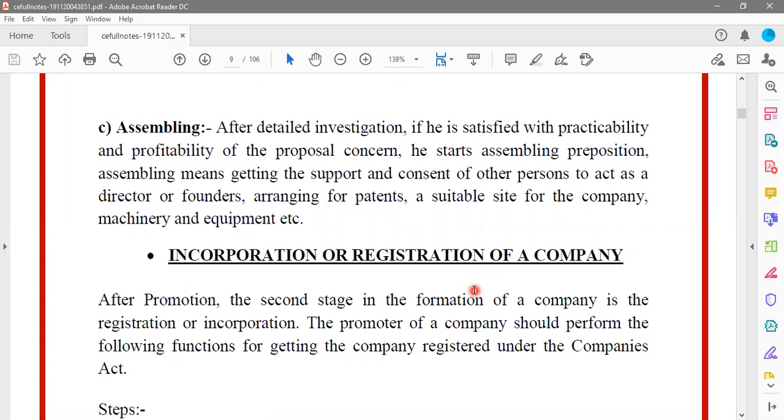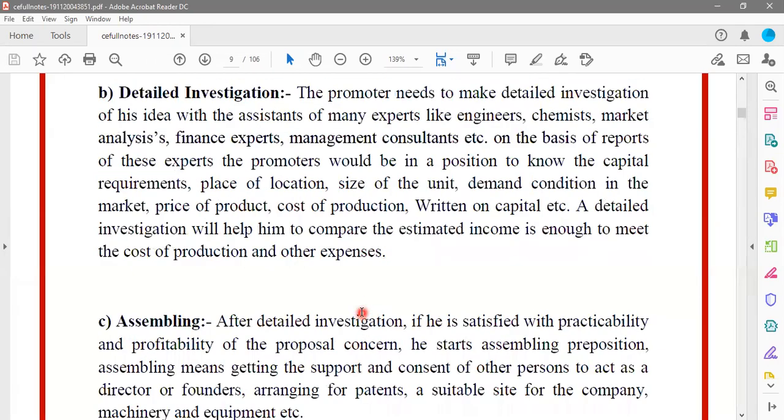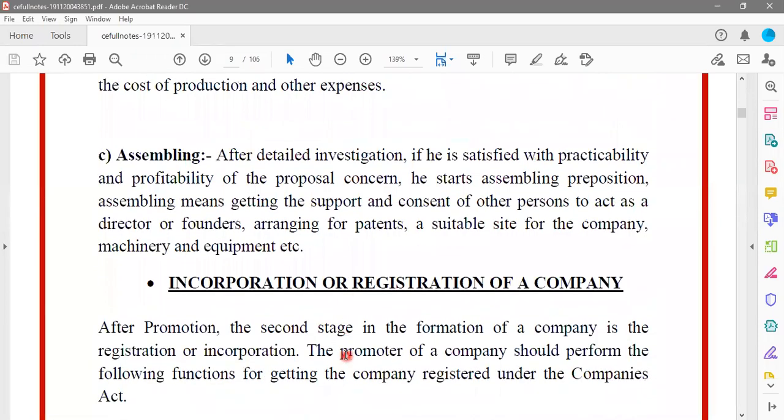So step number 1 was promotion. In that promotion, you will have to discover an idea that you want to invest in, and then you will have to do a detailed investigation about the idea, what, where, when, all the WH questions have to be answered. Then you are supposed to assemble all that, whatever you have got, and that will be the end of the first stage, that is promotion. Everybody understood promotion?